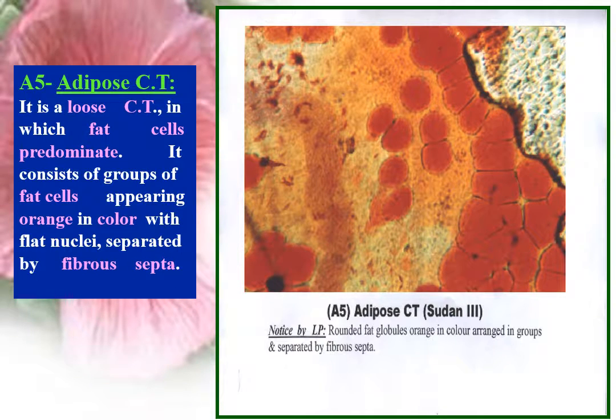Adipose connective tissue is a loose connective tissue in which fat cells predominate. It consists of groups of fat cells appearing orange in color with flat unstained nuclei, separated by fibrous septa.